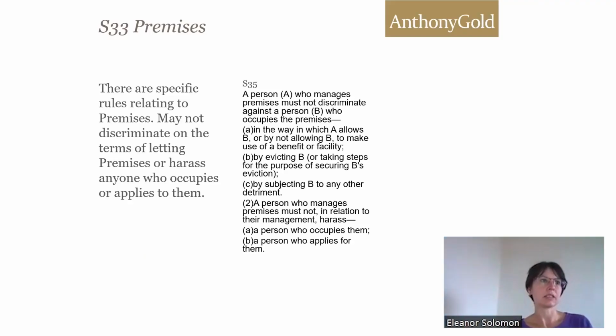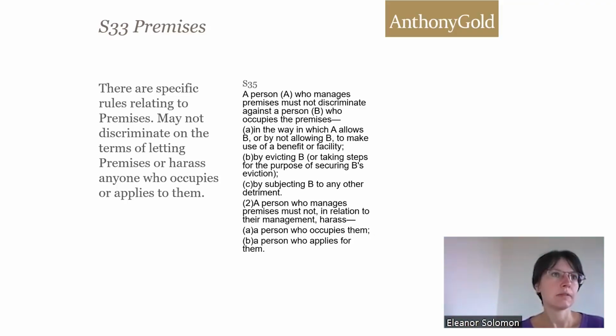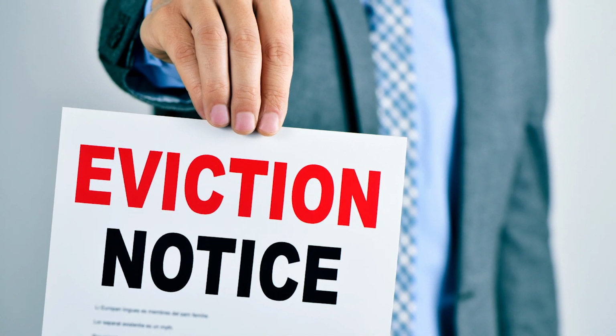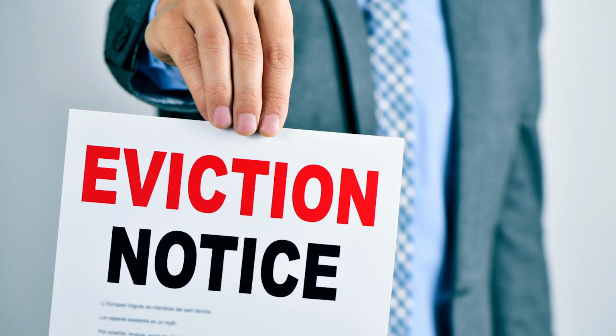And a landlord can't harass anyone who occupies the premises or applies to occupy the premises. Harassment is a kind of separate law in itself that you're not allowed to do, but specifically you're not allowed to do harassment based on somebody's sex or pregnancy or age or anything like that. So specifically, somebody who manages premises can't discriminate against people by the way they allow to use them. So they can't put specific terms on them. They certainly can't evict somebody or take steps to evict somebody based on their protected characteristic.